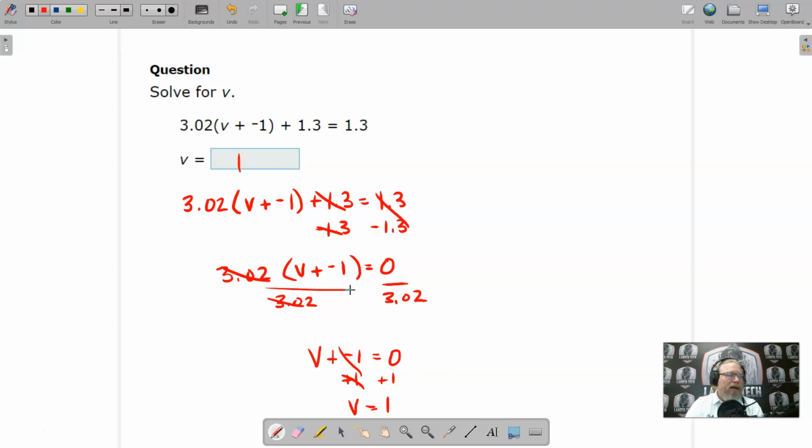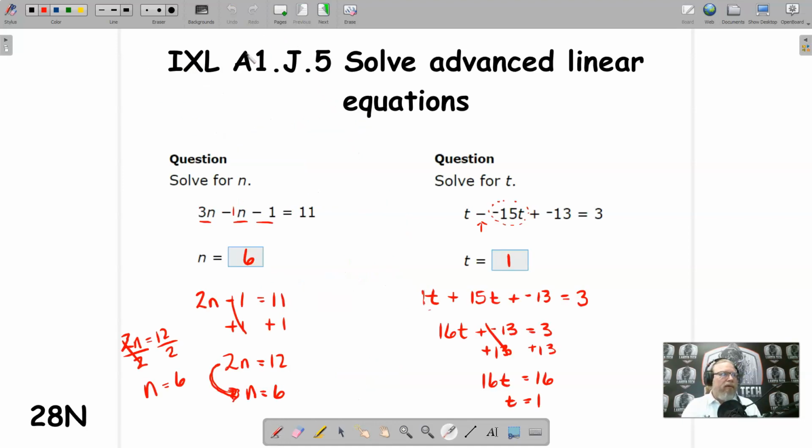V equals 1. All right, so that's all I have for my examples of IXL A1.J.5 Solve Advanced Linear Equations. Good luck with your activity.